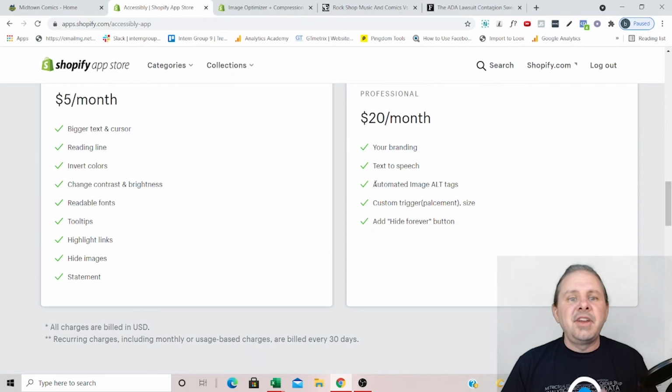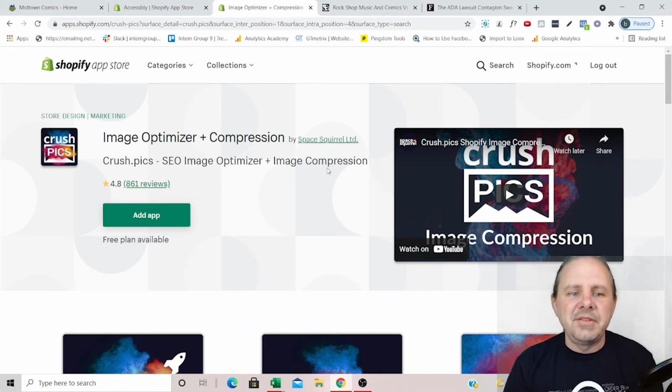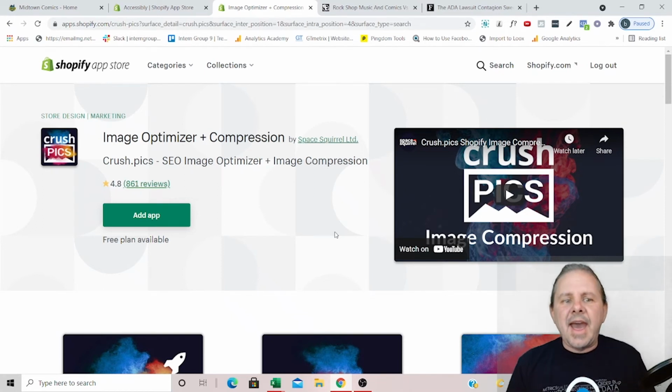Now, there are also other apps that will help with this. You're going to have some SEO apps. I had one that I use called Image Optimizer and Compression. It's called Crush.pix. Okay, SEO Image Optimizer plus Image Compression. Okay, and this one, it's a low-cost app. Back in the day, until pretty recently actually, your images were not automatically optimized or compressed by Shopify. You would have to do that either before uploading it or afterwards with this app.